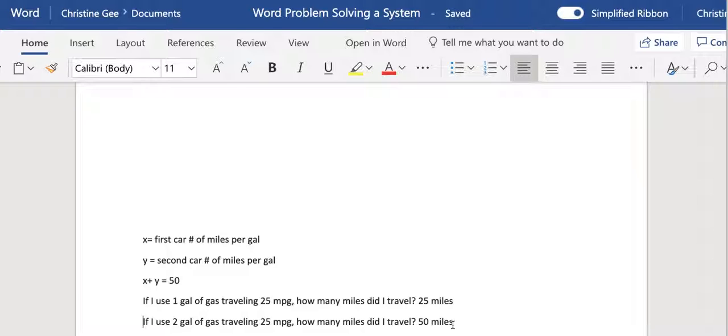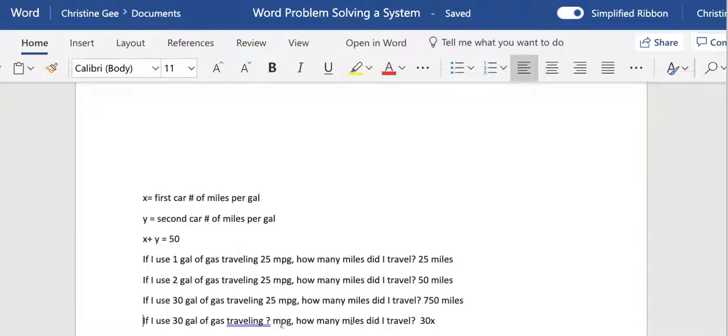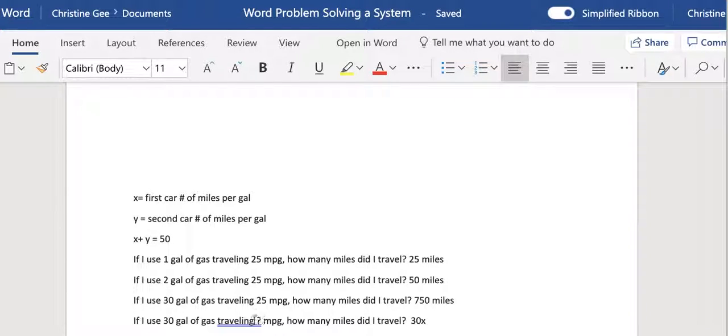So now, let's look at it with the first car that we know used 30 gallons, and let's say it was traveling 25 miles per gallon. So that was the rate. Then we could just say, okay, 30 gallons times the 25, and that'll give us 750 miles that it goes. But we don't know the miles per gallon, so we don't actually know how far it's going.